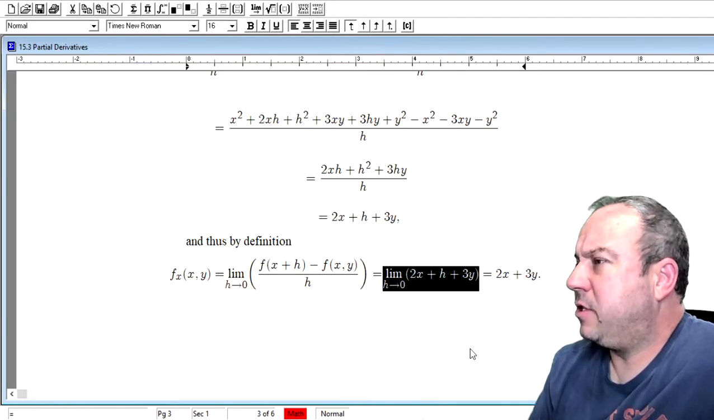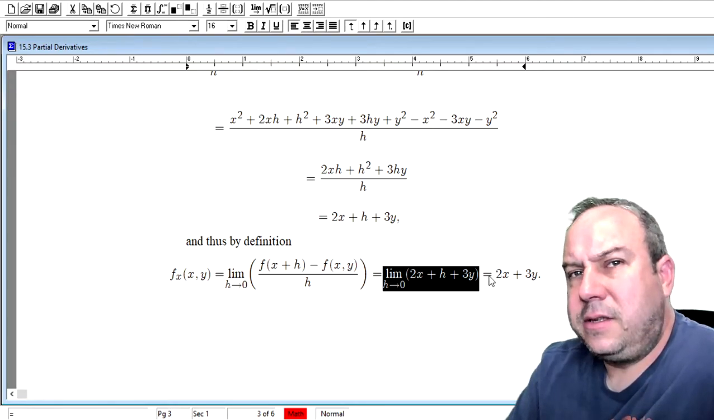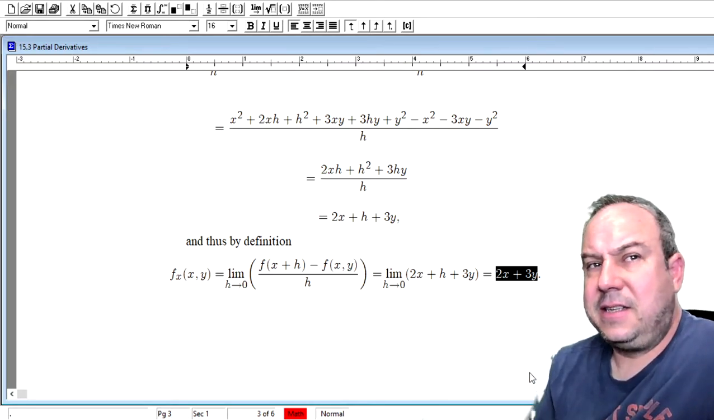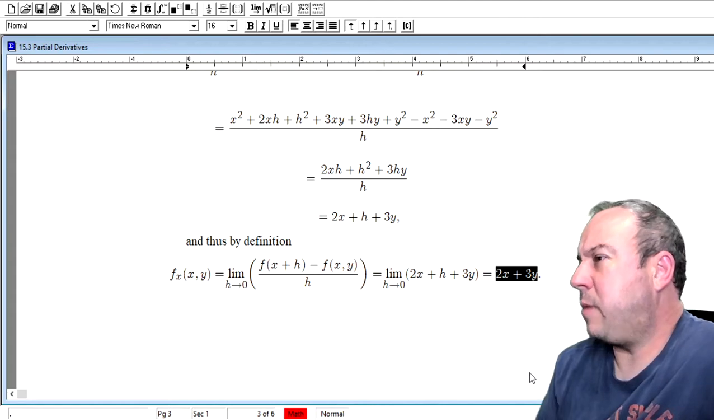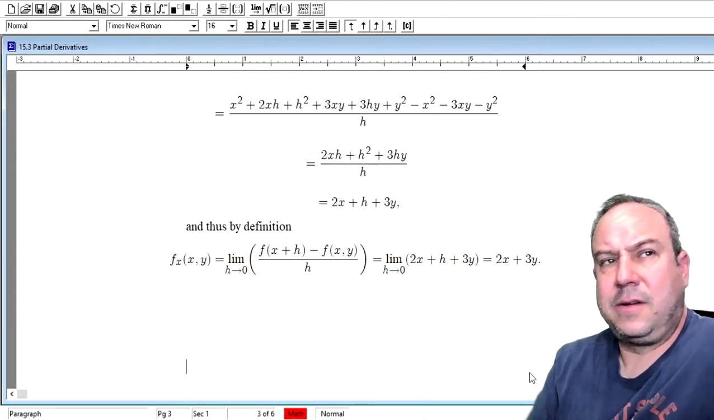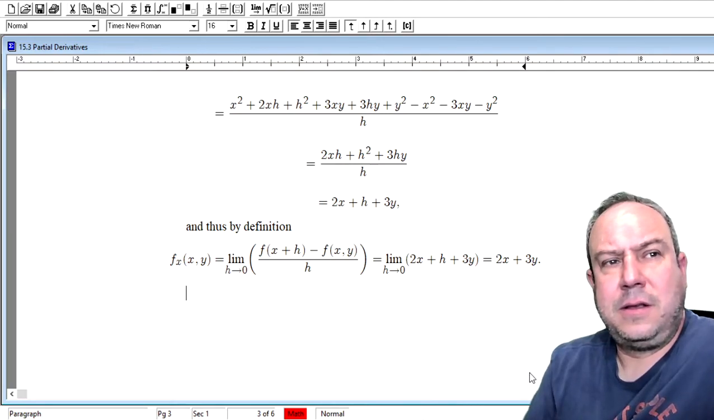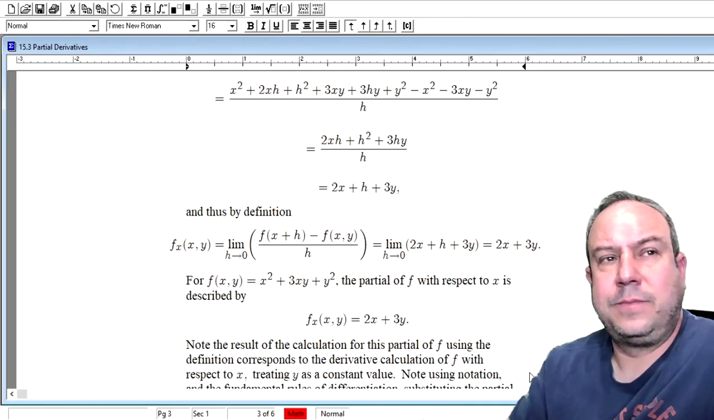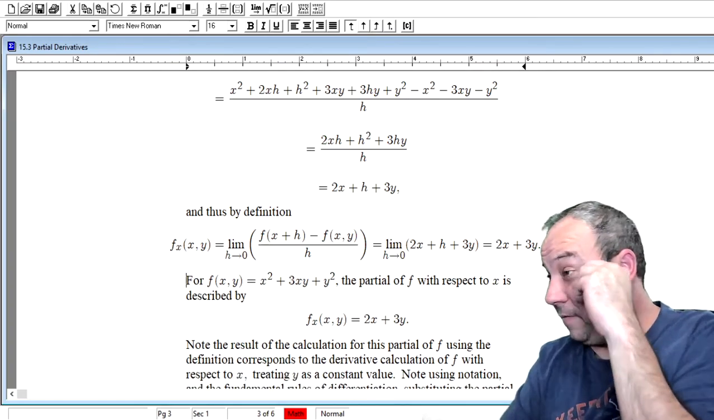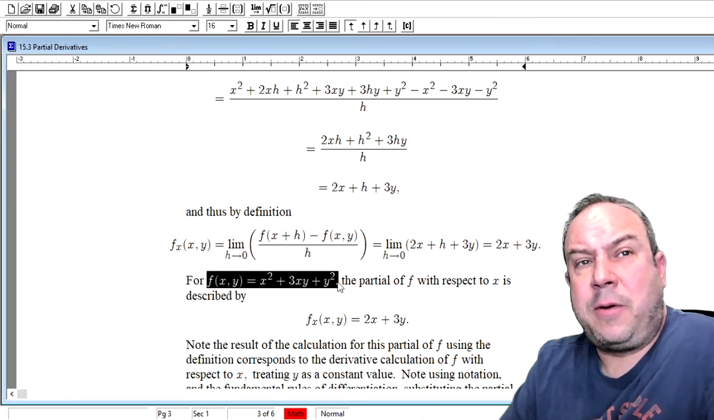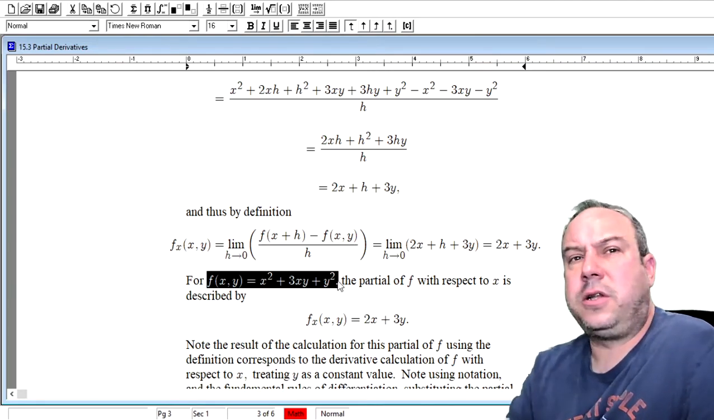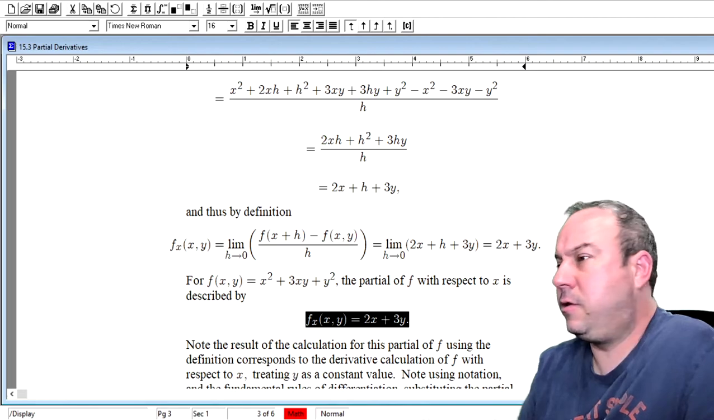If we apply a little substitution method, just substituting in 0 for h, we can see what remains is just 2x plus 3y. And that is the first partial of our function with respect to x. All right, I do think I make note of that here. So for our multivariable function, f of x comma y equal to x squared plus 3xy plus y squared, the first partial of f with respect to x is described by 2x plus 3y.